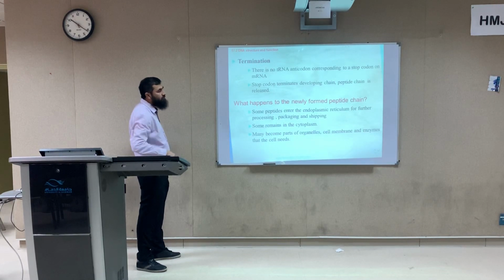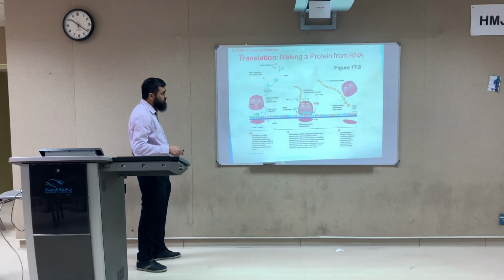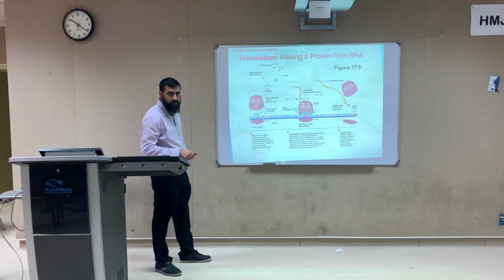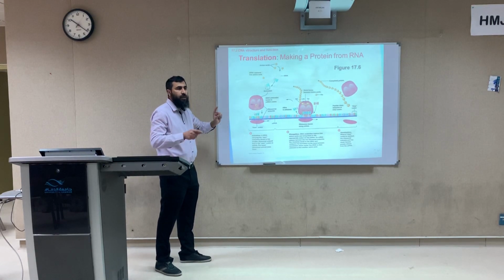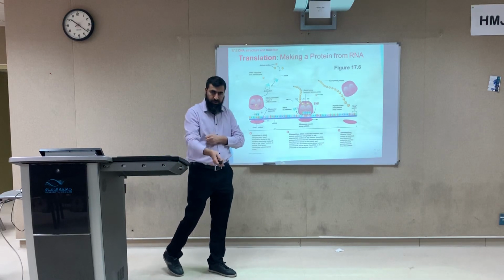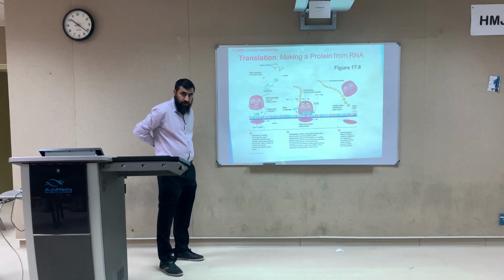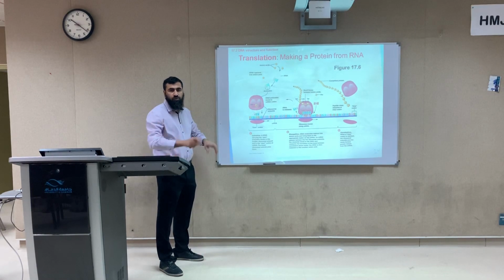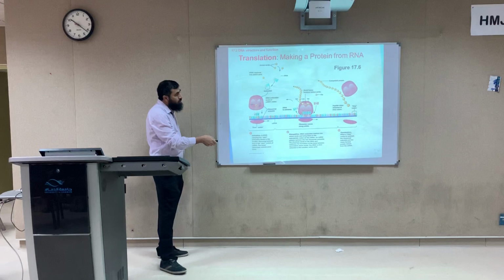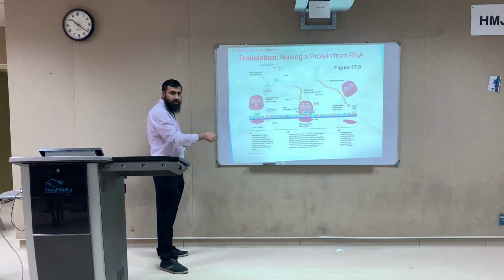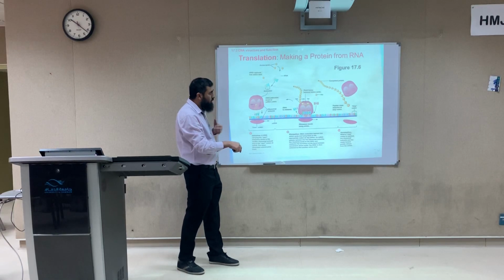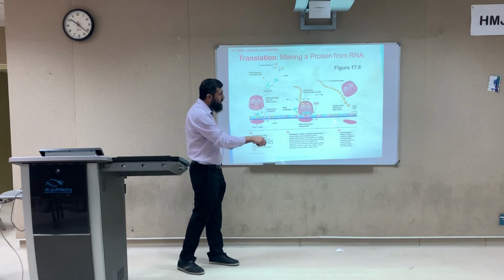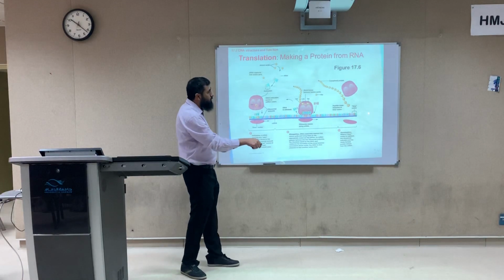Then finally, the large subunit binds the amino acids together, right? So it helps to form the peptide bonds, okay? It has enzyme activity to form the peptide bonds between amino acids. And it will do that based on the sequence of the messenger RNA, one after the other, until it reaches the end, okay? So that is elongation. Then when you reach the end, we have the stop codon.